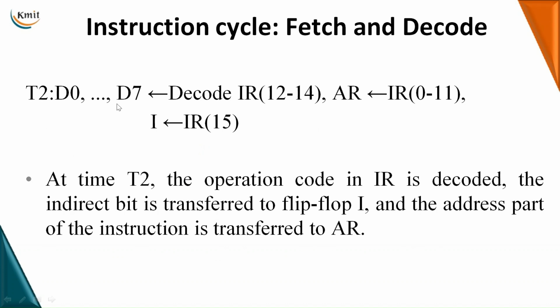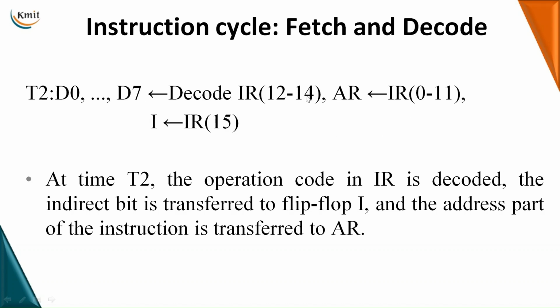At timing signal T2, the opcode in the instruction register is decoded. As we have seen in the instruction format, it is a 16-bit format for every instruction, where bits 0 to 11 represent the address part, bits 12 to 14 represent the opcode or the operation part, and the 15th bit represents the mode bit, whether it is direct addressing or indirect addressing. With bits 12 to 14, we have to identify what type of operation has to be performed, right? For that, bits 12 to 14 have to be given as an input to a decoder. So the decoder will find out the output from D0 to D7.